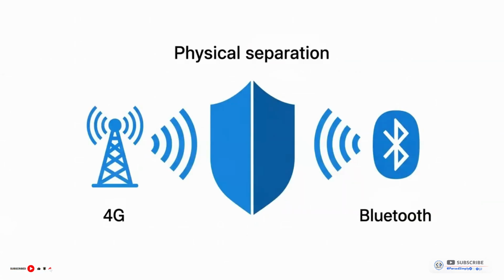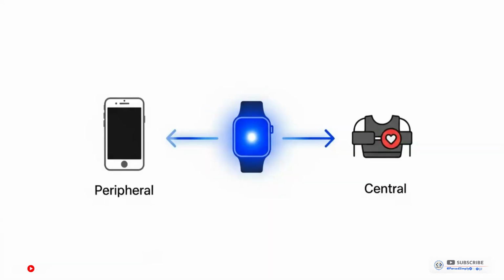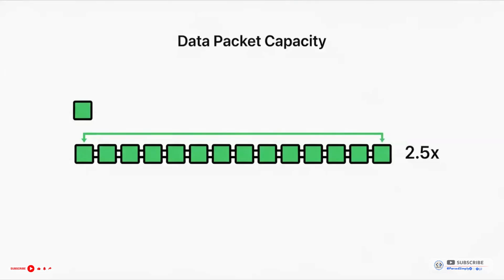Bluetooth 4.1 arrived in 2013 to solve interference issues with 4G LTE. It introduced mobile wireless coexistence signaling, which allows the Bluetooth and LTE radios to coordinate, preventing signal collisions in modern smartphones. This version also allowed devices to act as both a hub and a peripheral simultaneously. For example, your smartwatch could receive notifications from your phone while acting as the master controller for a connected heart rate sensor.